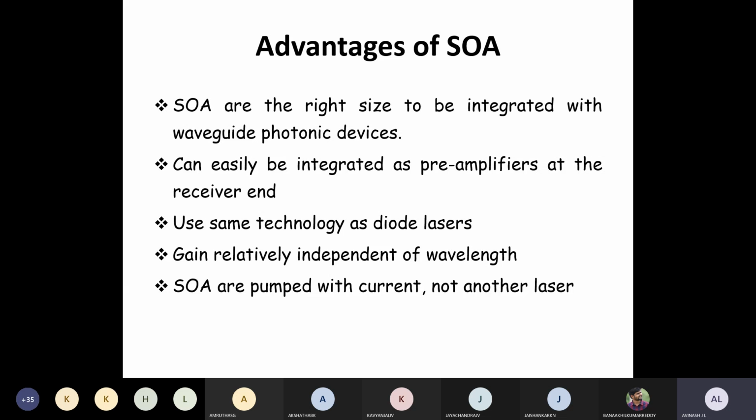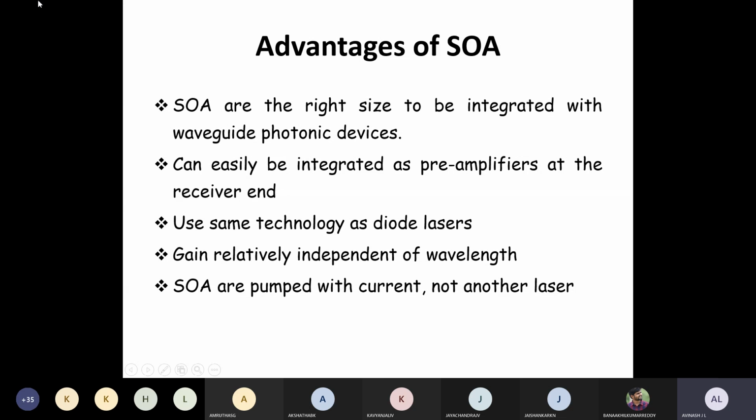Your gain is relatively independent of wavelength. This is a very important aspect. The gain is relatively independent of wavelength, which means gain has nothing to do with wavelength. Whatever the window size or whatever wavelength you are using, the gain production does not depend on the wavelength. When this is solved, gain being relatively independent of wavelength is solved.